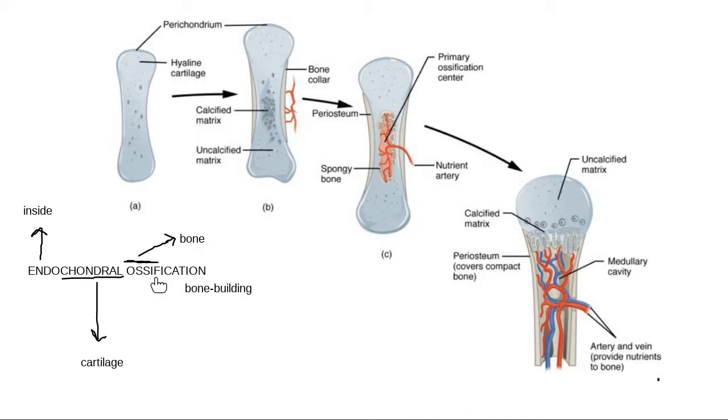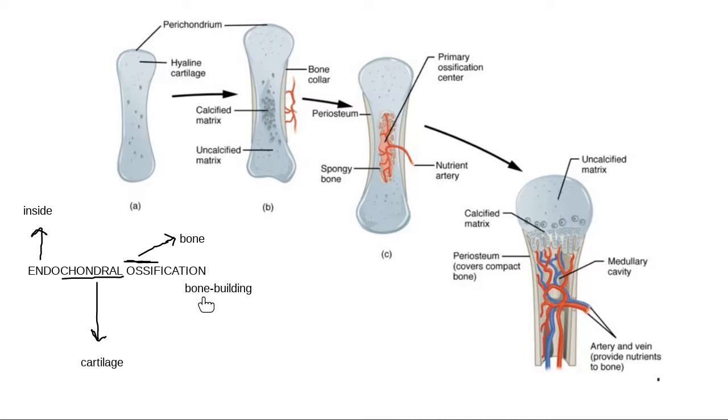Endochondral ossification. Inside cartilage, bone building. When you see this big long name, I want you to interpret it or change it into easy words. Inside cartilage, bone building. Endochondral ossification. Remember that the fetal skeleton, all of the bones in your body, start as hyaline cartilage. So we need to turn this hyaline cartilage into bone.